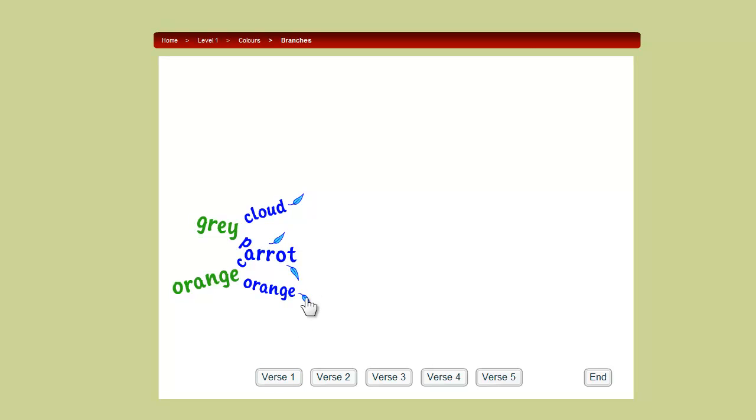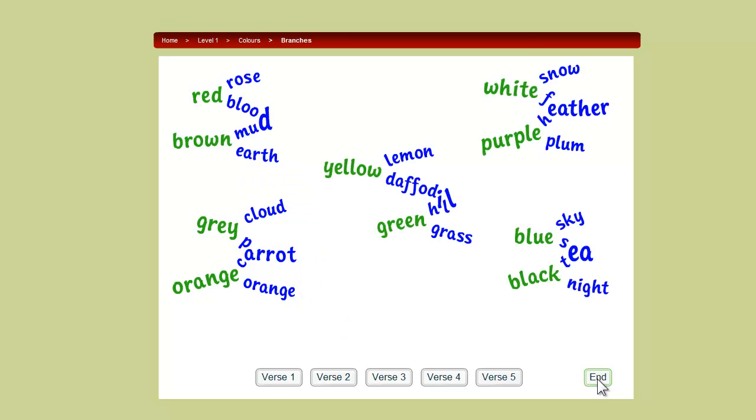If I click verse 1, we can watch and listen to the language plant grow. If I click on the leaves, pictures of the words appear. I can click on the 5 verses to hear the other verses, and if I click End, I can see the complete language plant.